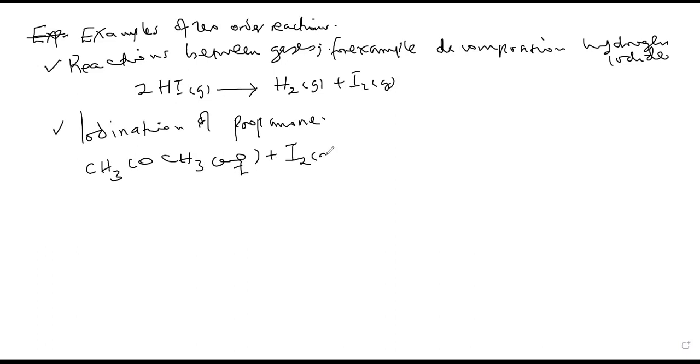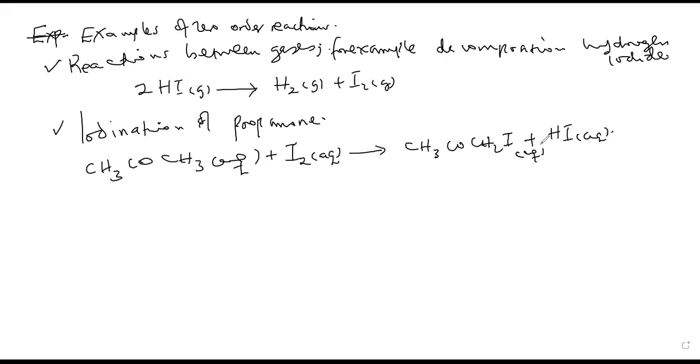It reacts with iodine, aqueous, and it reacts with iodine, it will form CH3COCH2I and hydrogen iodide. So that is what we have. And for this case, the reaction is zero order with respect to iodine. So these are a few of the examples amongst which we have zero order reactions.